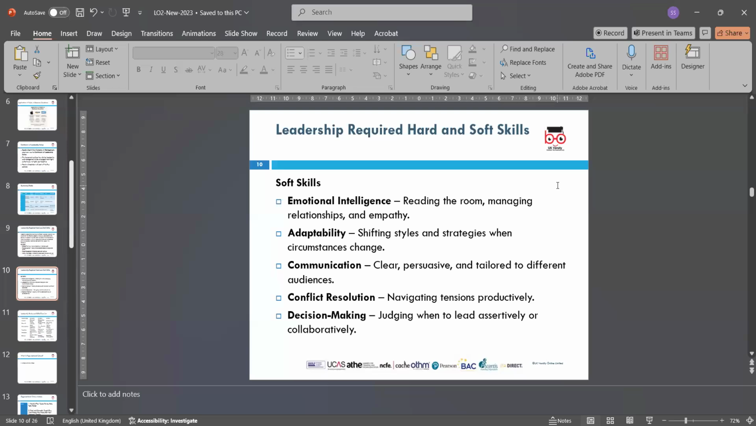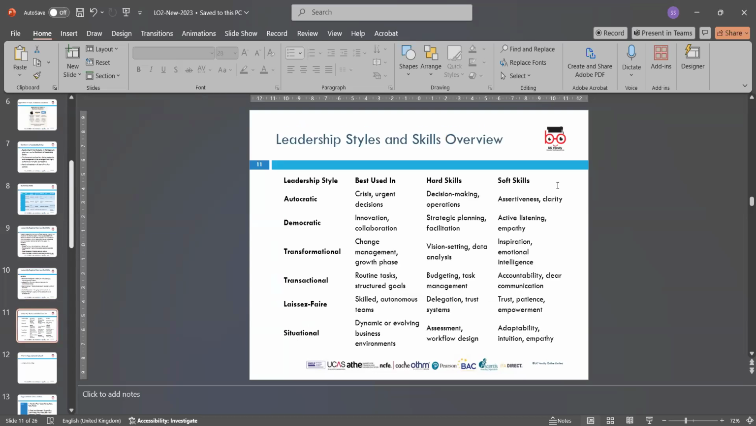From a communication perspective, you should have the skill of clear communication. You should have persuasive skills to get the work done and tailor your message to different audiences. You should know how to talk with different audiences, what to talk about, where to talk, and with whom you are talking. You need to consider all these elements. Conflict resolution is a very important skill. You should know how you are going to remove the tension and resolve conflicts, so you can continue your work smoothly. Decision making is very important. You need to make the right decision at the right time and be decisive, judging when to lead assertively or collaboratively. Such kind of skill a leader should have.